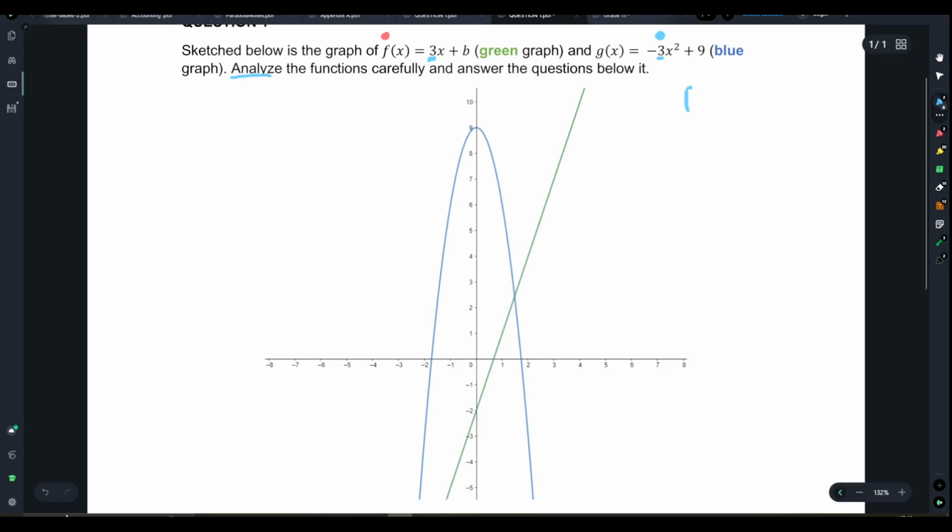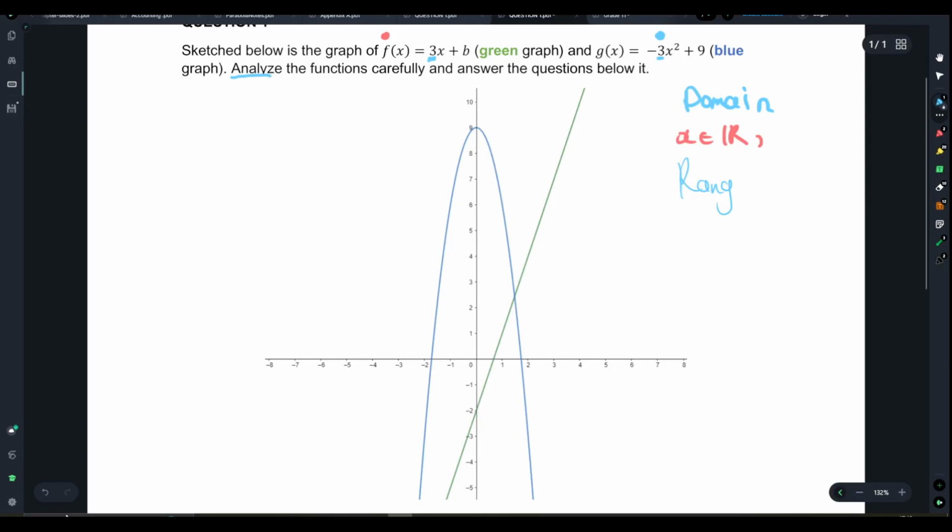remember to analyze the domain. Now, what is the domain of the green function? The domain is x is an element of real numbers, and the range is y is an element of all real numbers.